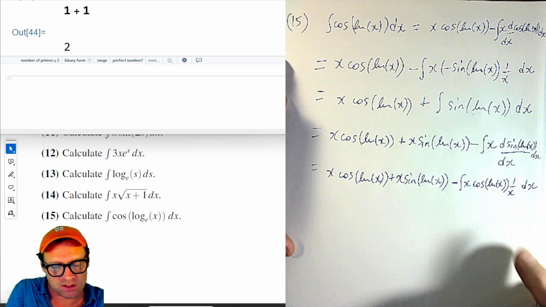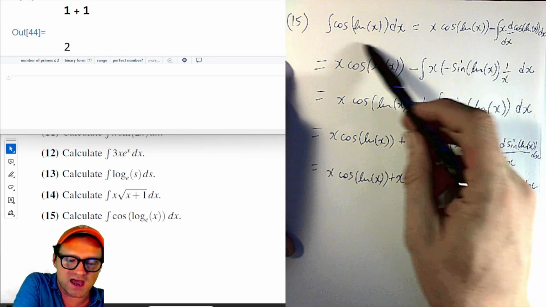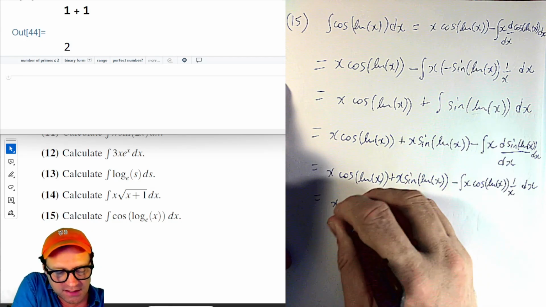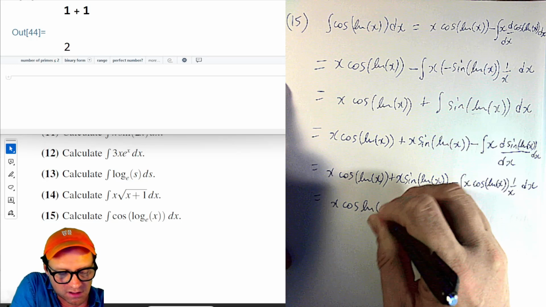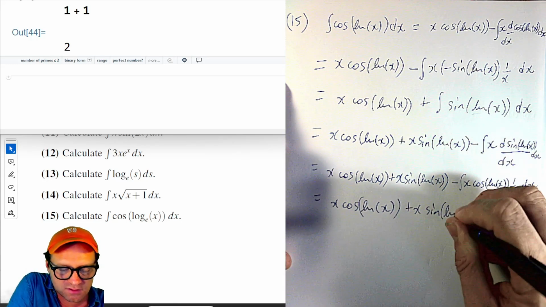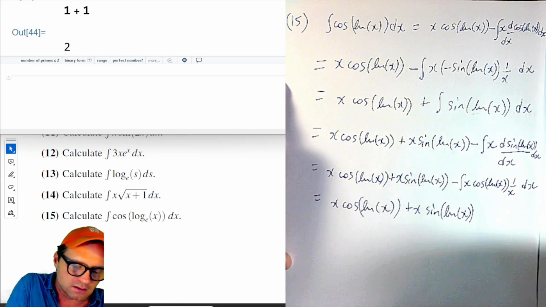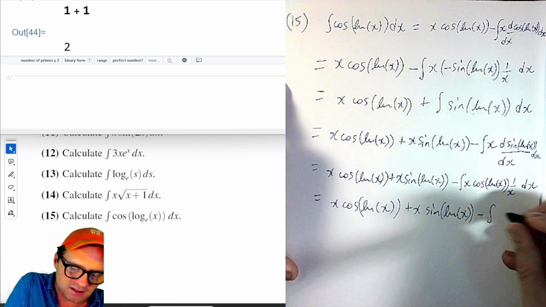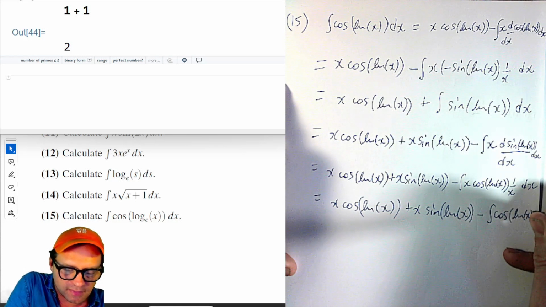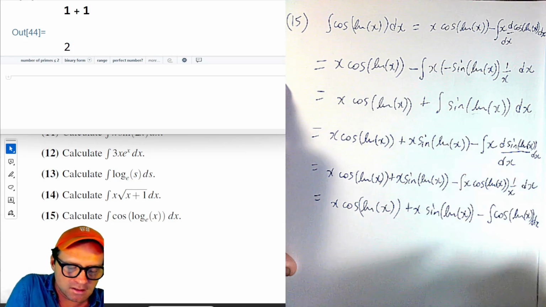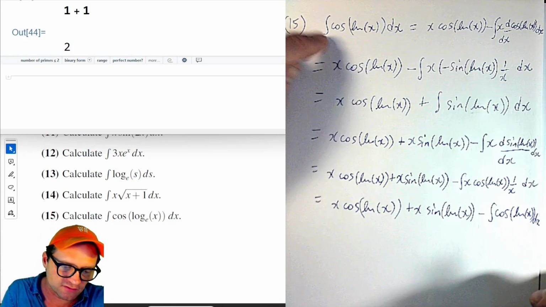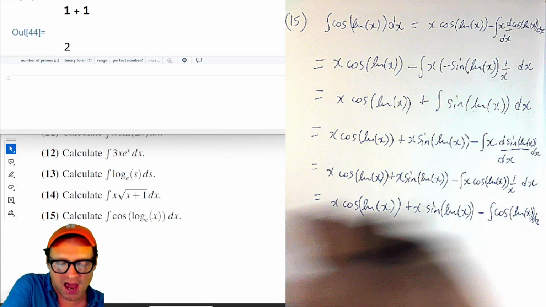Okay, so we have this, and so we simplify this, and we'll see, oh, we have this over here. All right, and so let's do that. x cos natural log of x, and then x sine of natural log of x, minus the integral of cos of natural log of x. Okay, so this is the same thing as this, right? So now let's just do some algebra to find out what this is by adding it to both sides.